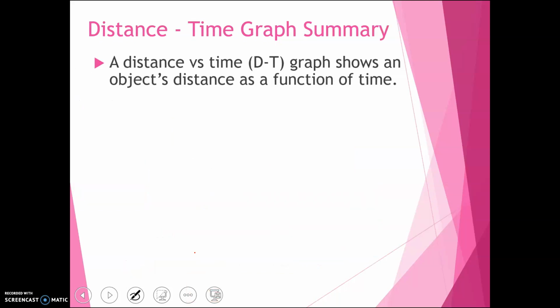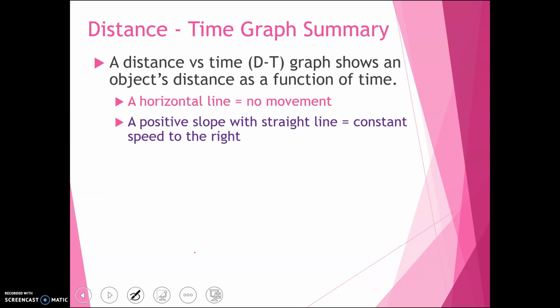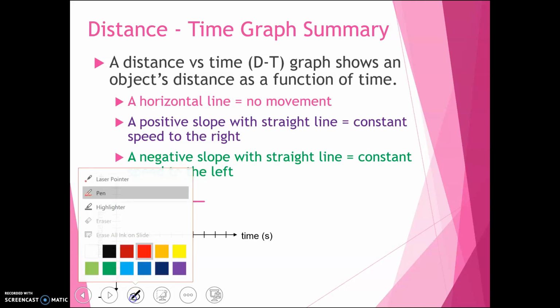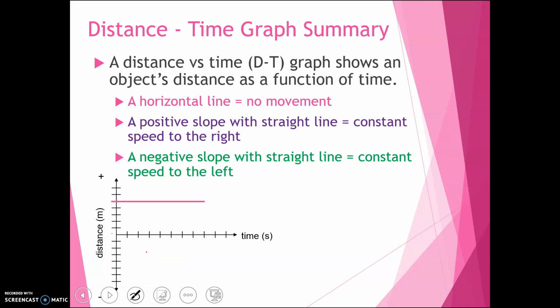All right, so let's summarize. So if we have a horizontal line, that's going to be no movement. A positive slope, the straight line, is a constant speed to the right, or we said it could be north. A negative slope with that straight line is going to have a constant speed to the left. So on a graph, a horizontal line could be no movement, so maybe it's a horizontal line there, or it could be a horizontal line here, or here. So again, the horizontal line could be anywhere, and that just means that there is no movement.